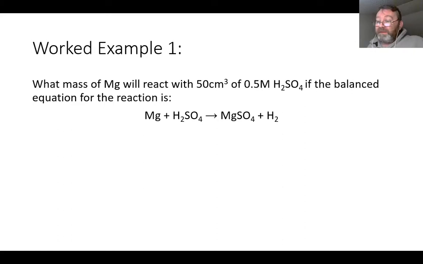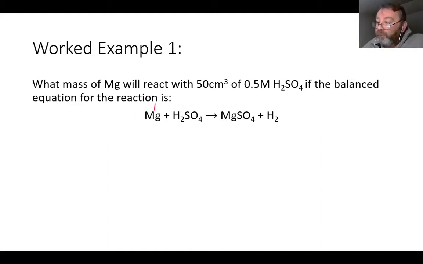What mass of magnesium will react with 50 centimeters cubed of a 0.5 molar H2SO4 solution if the balanced equation for the reaction is Mg plus H2SO4 reacts to give magnesium sulfate and hydrogen gas. Now, here's the first thing I want you to notice. Take the balanced equation. Always go to your balanced equation first. Look at the two reactants. Look at their coefficients. Both of their coefficients are an invisible 1.